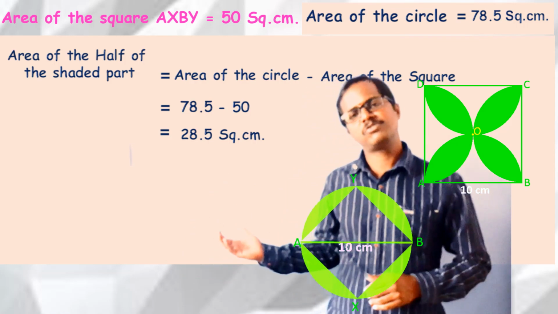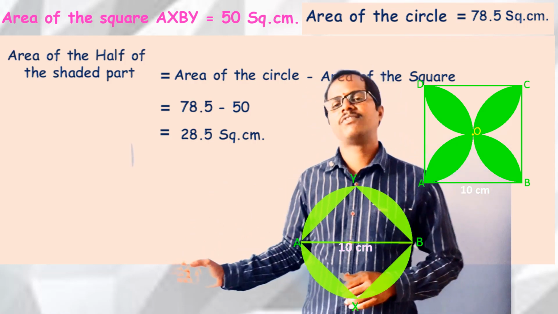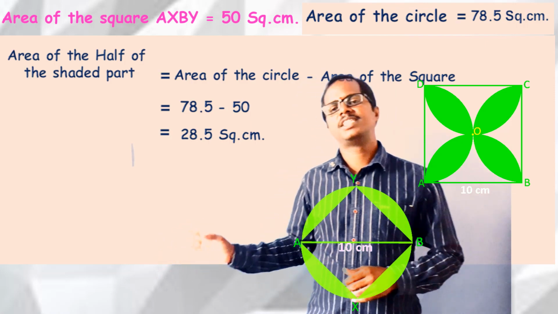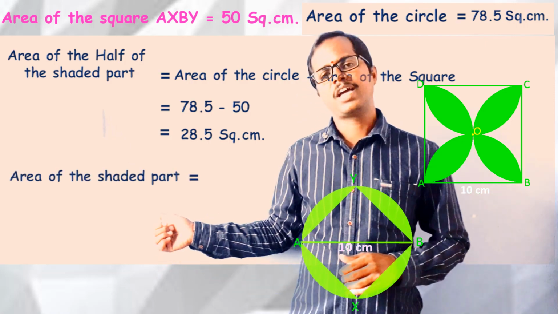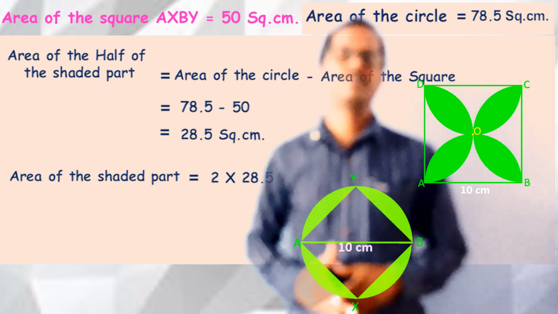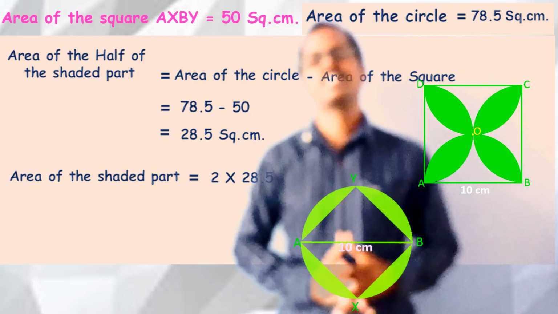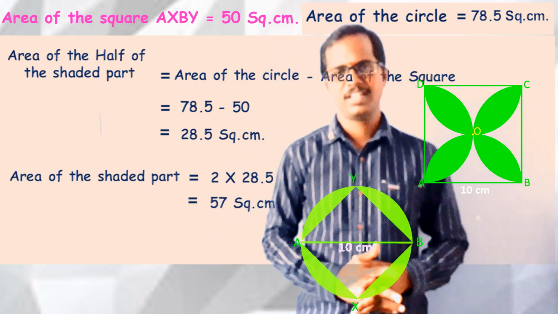We want the complete area. So for this what we have to do? We have to double it. Therefore, the required area of the shaded portion equals 2 times 28.5. So by multiplying these two we get 57 centimeter square.